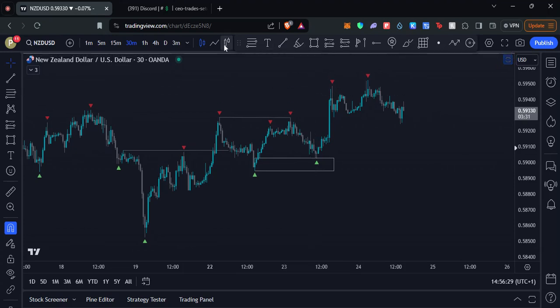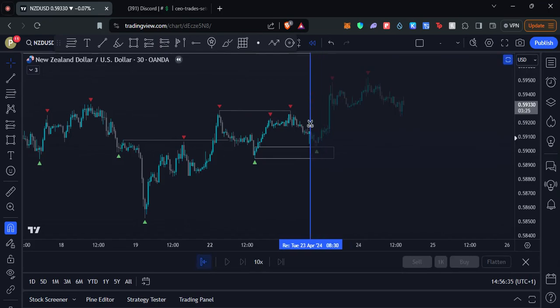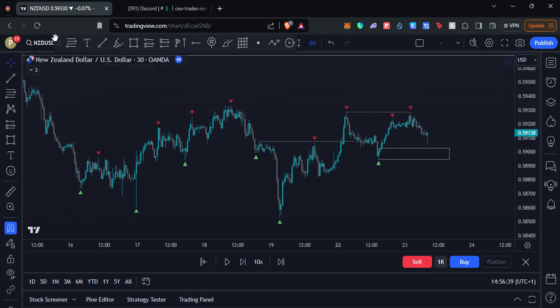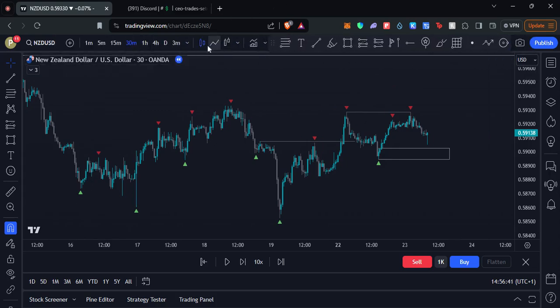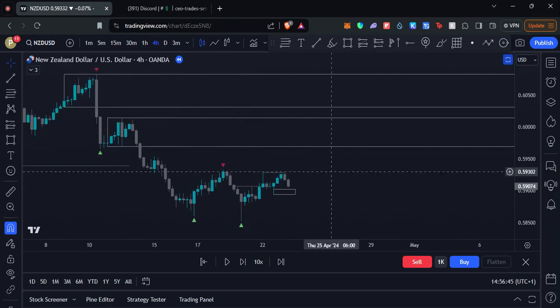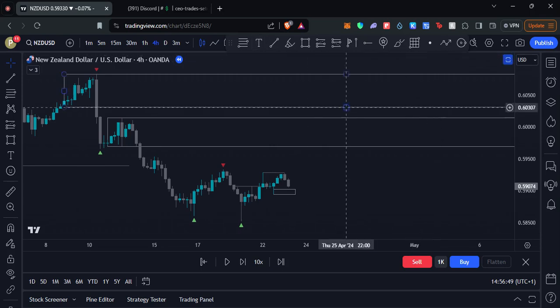So the first thing I'm going to do is start removing all of this off the charts, and take everything back just a little bit so that we have an overall understanding of what I was looking at when I first approached New Zealand dollar versus the US dollar in the morning.